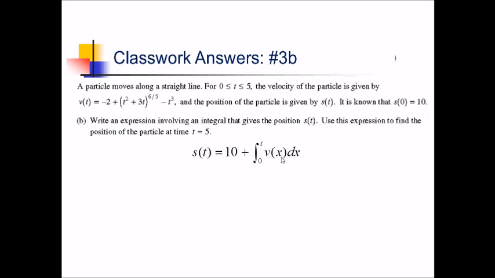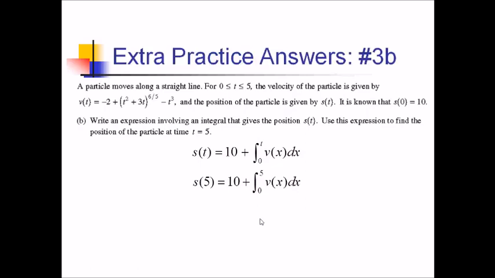And that'll give me my position at any t value I want. Next, to find time 5, we're going to go ahead and plug this in. So I'm going to have 10 plus the integral from 0 to 5 of v of x dx. And let me do that on the calculator now.